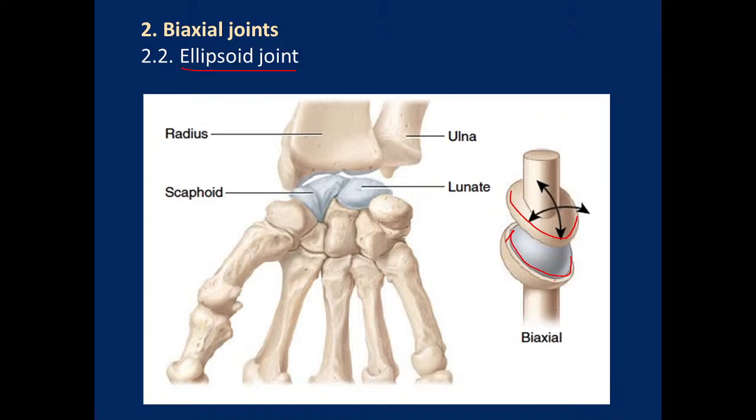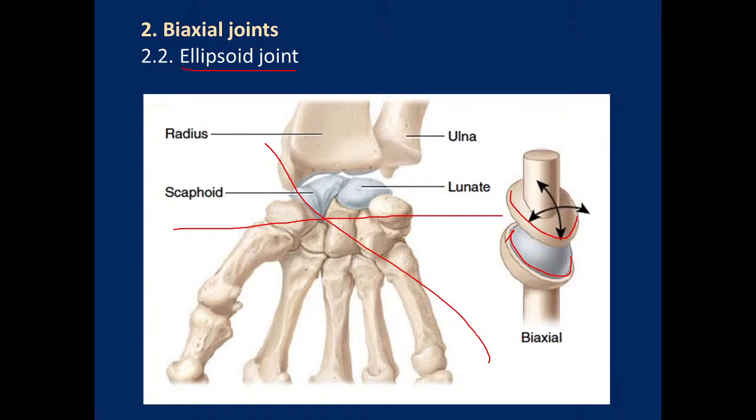An ellipsoid joint is biaxial because the movement it permits is around two axes. One is the frontal axis, which permits flexion and extension, and another is the sagittal axis that permits adduction and abduction.